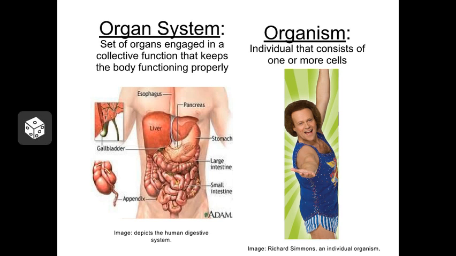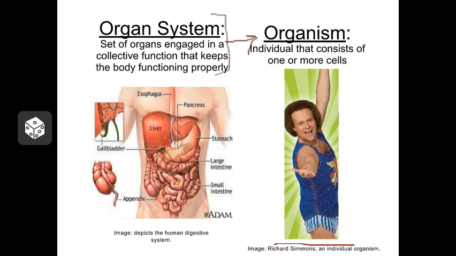As I mentioned before, your skin isn't really an organ. We often call it the largest organ in the body. But really, by definition, it's an organ system. And it's an organ system that consists of thousands of tiny organs all working together. Now, if we take all of those organ systems in the body and we put them all together, we get one organism. And here Richard Simmons is our example of one organism.